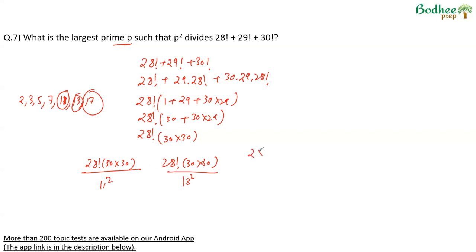Because if I write 28 factorial, which has 17 only once, multiplied by 30 and 30, this will be divisible by 17 only once. There will be no other part that will divide 17. Hence, the largest prime number p, such that p square divides this, will be 13. And that becomes my answer.